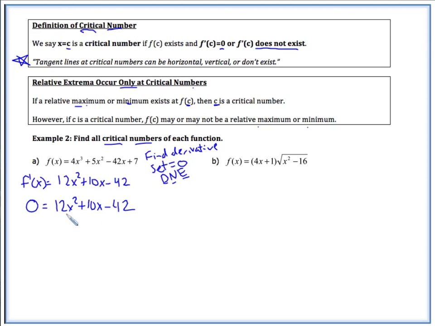this one. So let's take a 2 out of each of these because they're all even. So we got 6x squared plus 5x minus 21. And now we'll factor this. And a factor that works is going to be 2x and 3x, and then minus 3 and plus 7.